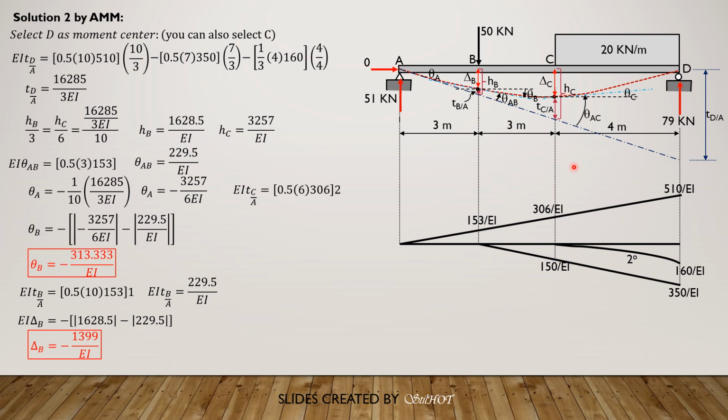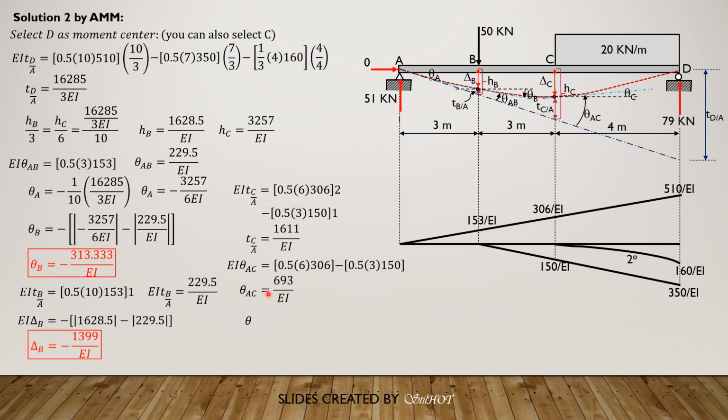Then at C, EI times the deviation of C relative to A is equal to 1/2 of 6 times 306 over EI times 2, minus 1/2 of 3 times 150 over EI times 1. Summation of moments about C. So the deviation of C relative to A is positive 1611 over EI. Then theta AC: EI theta AC is 1/2 of 6 times 306 minus 1/2 of 3 times 150. So theta AC is equal to 693 over EI. Now let's solve for theta C first.